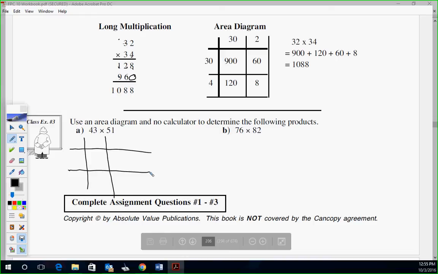Okay, so 43 break up to what? 40 and a 3, yeah. 51, 50 and a 1. 50 times 40 is what? 2,000. 40 times 1 is 40. 50 times 3 is 150. 3 times 1 is 3. So that's going to be 2,193 for that one.